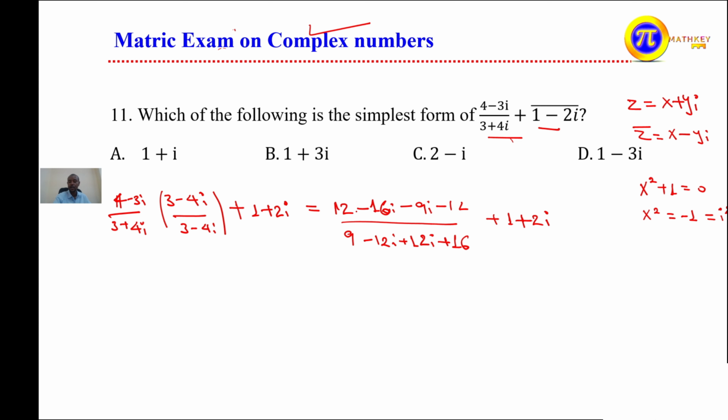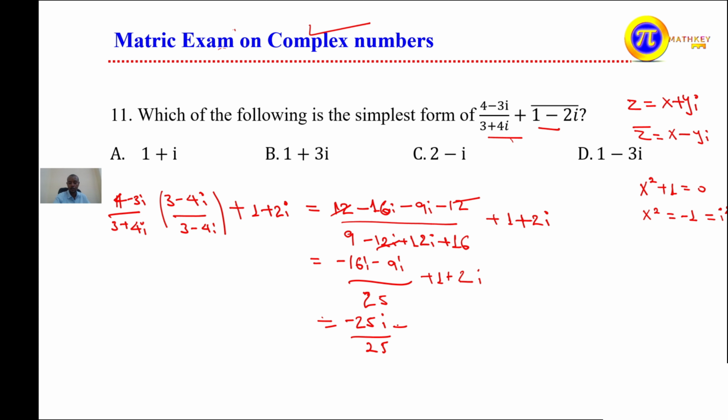When we come to here, we cancel this 12 and this negative 12. What remains is negative 16i minus 9i over this. We cancel this minus 12i with the positive 12i. What remains? 9 plus 16, that is 25. Plus 1 plus 2i, the imaginary one. Negative 16i minus 9i is minus 25i. Here is divided by 25.